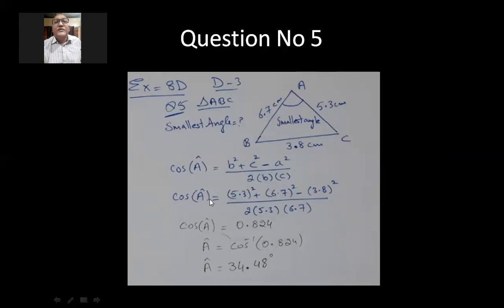Because I want to find the angle A, just substitute the values of B, C, and A. In your calculator, you will write 5.3 square plus 6.7 square minus 3.8 square equals, divided by 2, divided by 5.3, divided by 6.7, equals, shift cos answer equals. So your final answer for the angle A will be 34.48 degrees, which is the smallest angle. And how do I know this is the smallest angle? Because this angle is opposite to the smallest side. So this is how you will do question number 5. I hope that you have understood.